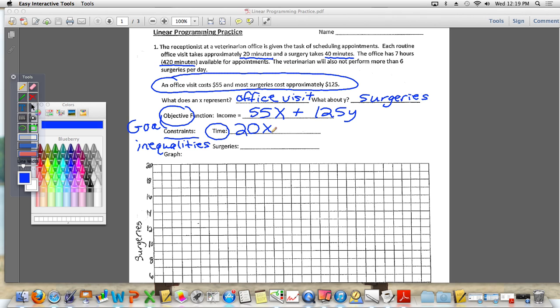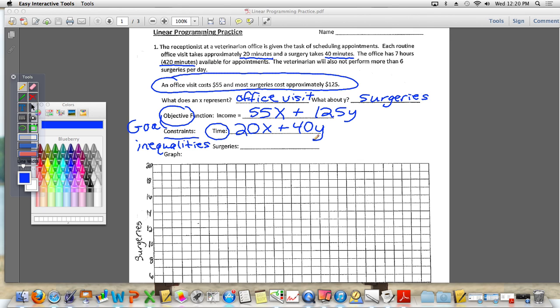But we also are going to perform surgeries. How much time does it take for a surgery? 40. So I'm going to do plus 40y. How much time do I have available to me? Is less than or equal to 420 minutes. I have 420 minutes available to me.